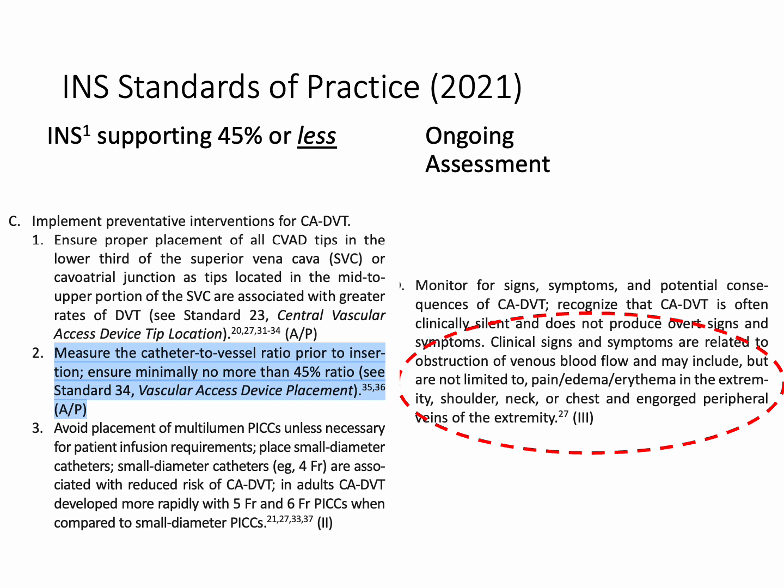The Infusion Nurses Society updated their standards of practice again in 2021, making reference to catheter vessel ratio prior to insertion, and that it should be no more than a 45% ratio. Once again, it was basing the evidence on published literature that had been done previously, and to use the smallest catheter in the largest possible vessel. Clinical signs and symptoms that they recommend to look for were pain, edema, erythema to the extremity, shoulder, neck, or chest, and other classic signs of catheter-associated thrombosis.